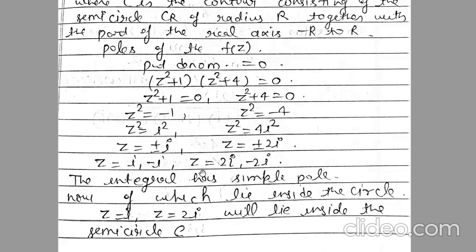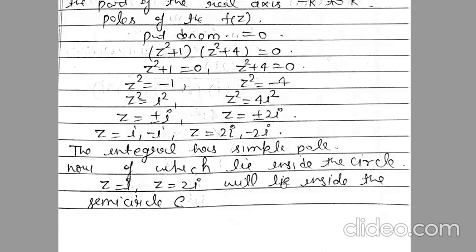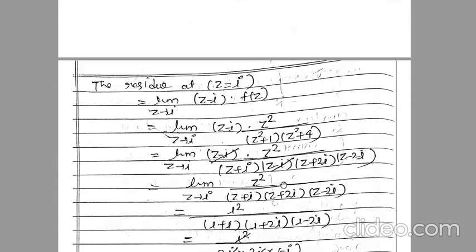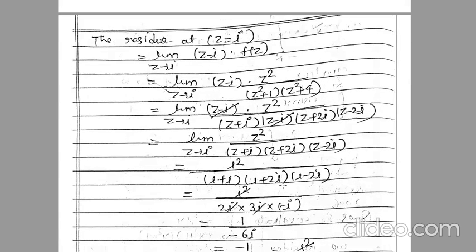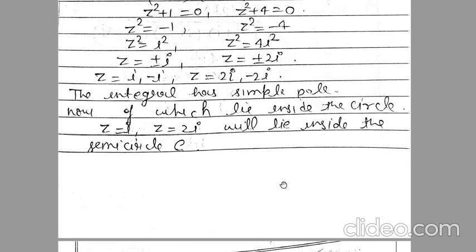In the same way, the upper half circle does not contain z is equal to minus 2 iota, because these two points lie in the lower half circle. So they will not lie inside the circle, and our circle is CR. Next we need to find the residues at these points. So which ones are lying inside? Only z is equal to iota and z is equal to 2 iota will lie inside the semicircle C.